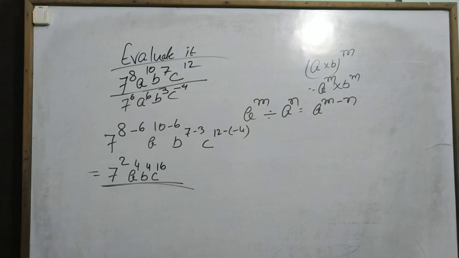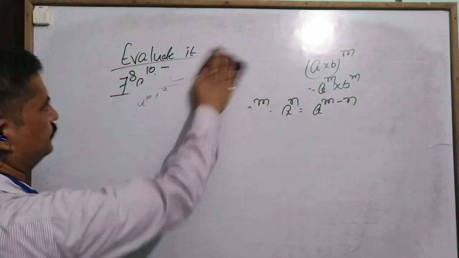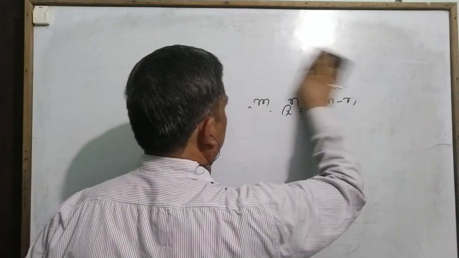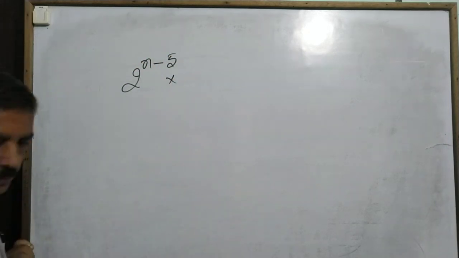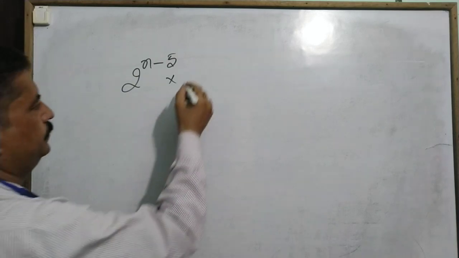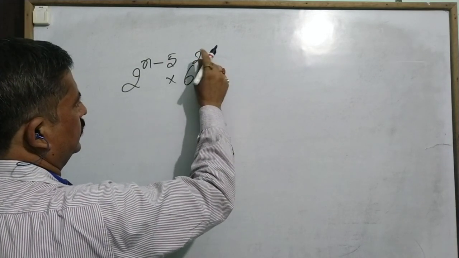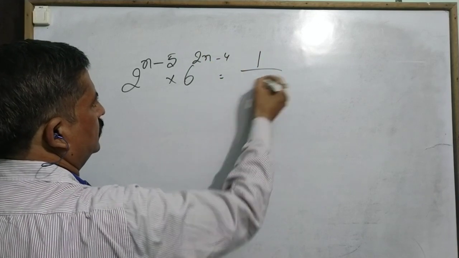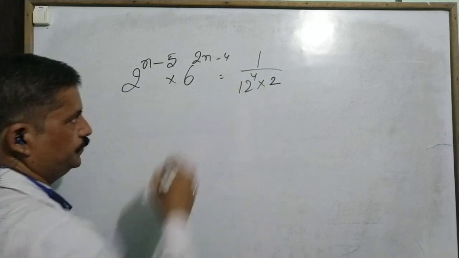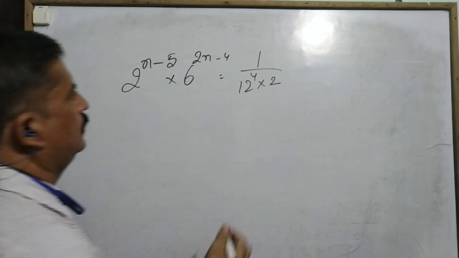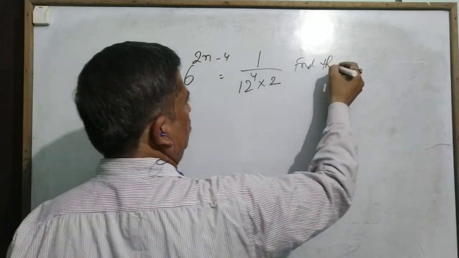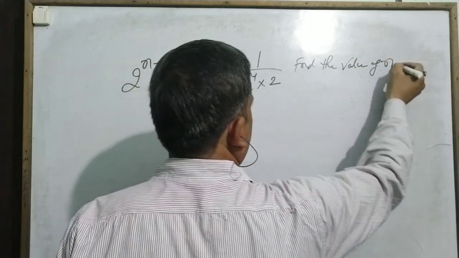We also get a different type of question. 2 to the power n minus 5 into 6 to the power 2n minus 4 is equal to 1 by 12 to the power 4. Find the value of n.